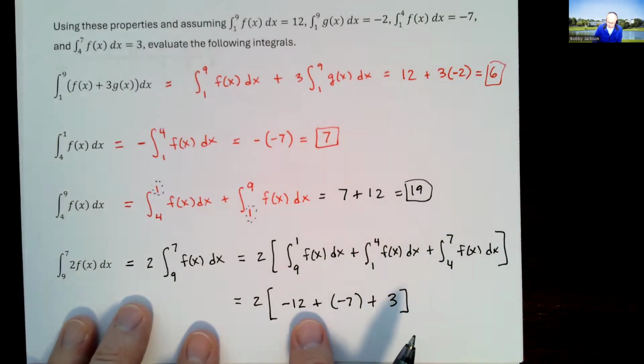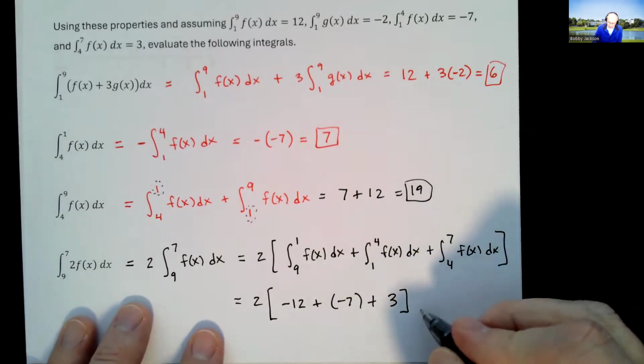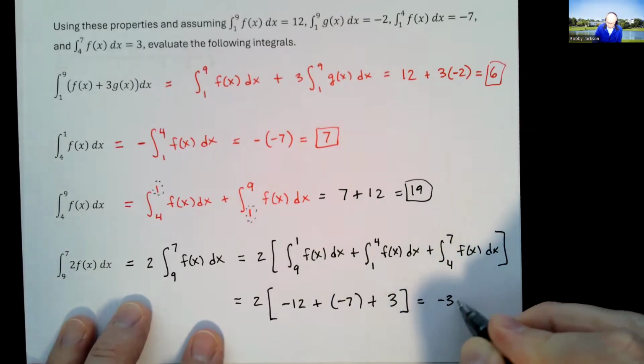And so what do I get here? Negative 19, negative 16 times 2, negative 32.